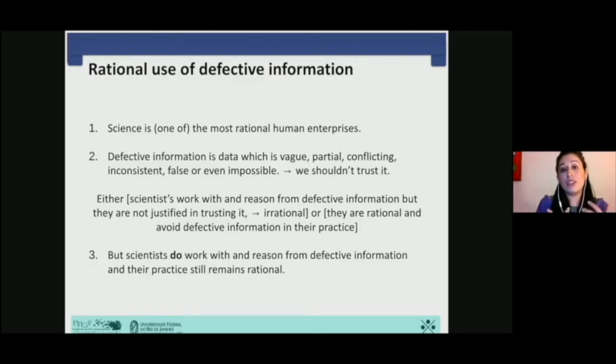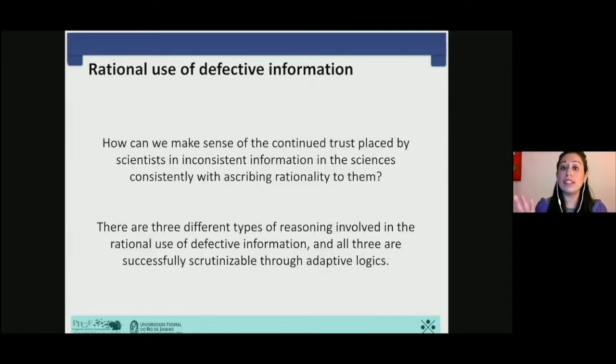So when we combine intuitions 1 and 2, what we have is the following disjunction. Either scientists work with and reason from defective information, but they are not justifying trust in it, and ergo they are rational, or they are rational and they avoid the defective information in their practice as much as possible, or all the time. Nonetheless, we have independent evidence from the history of science that shows that scientists do work with and reason from defective information in their practice, and still remain rational. And so, how can we make sense of this?